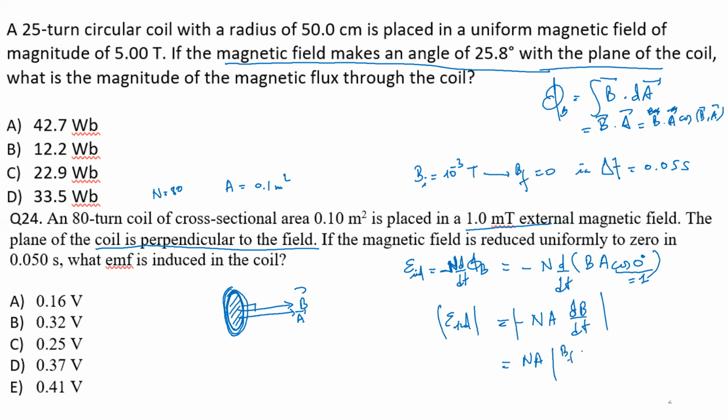So it's B final minus B initial divided by T final minus T initial, which is delta T. I know everything. I know N, 80. I know A, 0.1. I know B final minus B initial absolute value. Of course, this will give me 0 minus 10 to the power minus 3, but I take absolute value, divided by 0.05. And you calculate this. Of course, it will give it to you in volt. So you get 0.16 volt. And we already solved this in class, by the way.